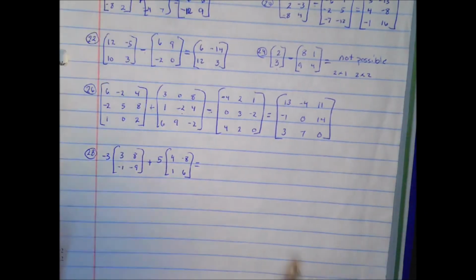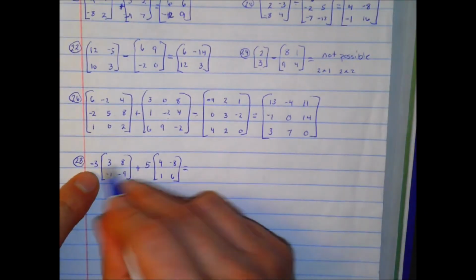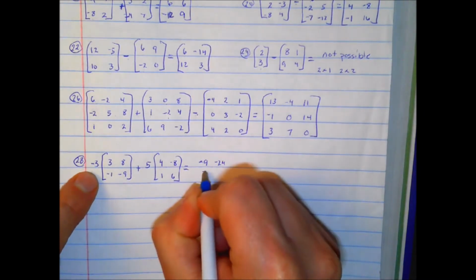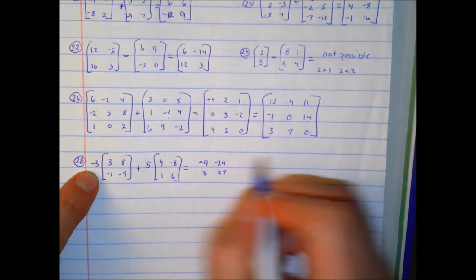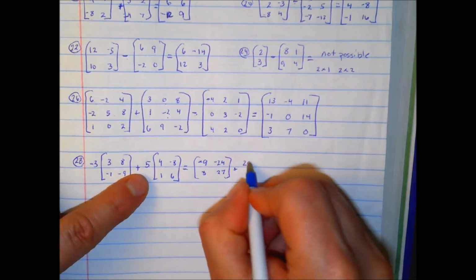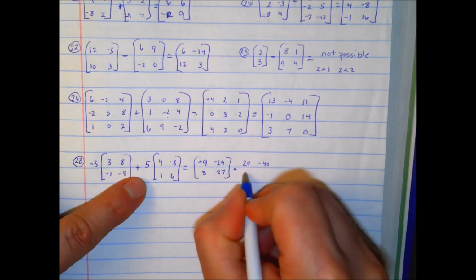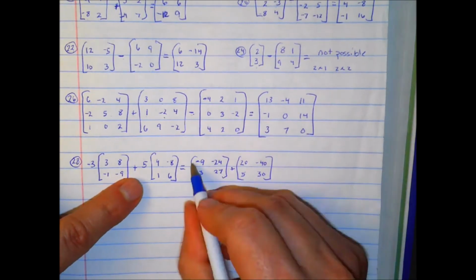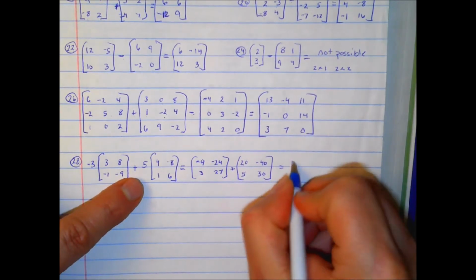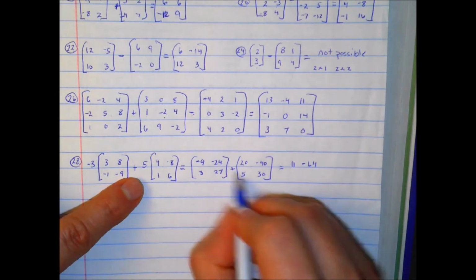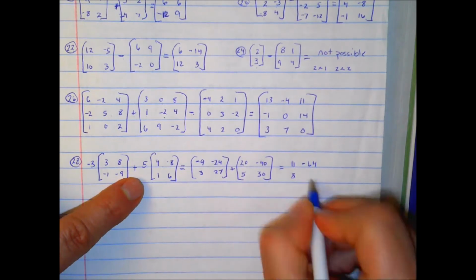28, you could do it in your head. I'm just going to write it out. I'm going to multiply these through first. Negative 9, negative 24, 3, and 27. I'm going to add to that, multiply through. 20, negative 45, and 30. And I can add them together, so I get 11, negative 64, 8, 57.